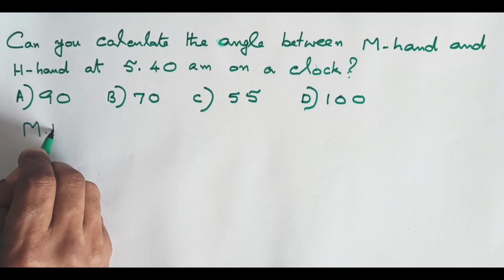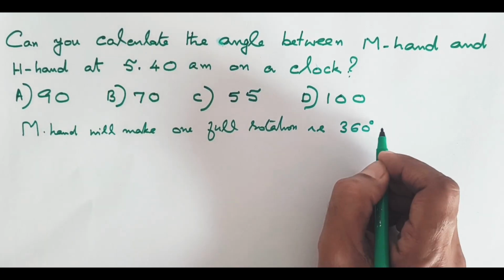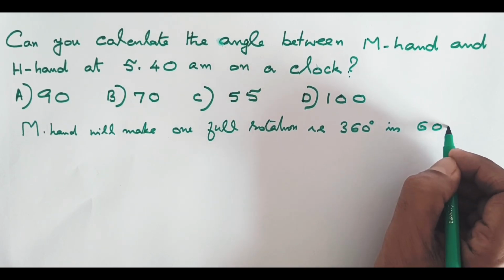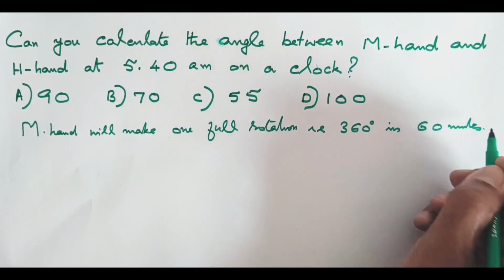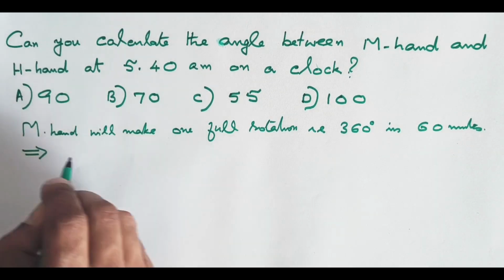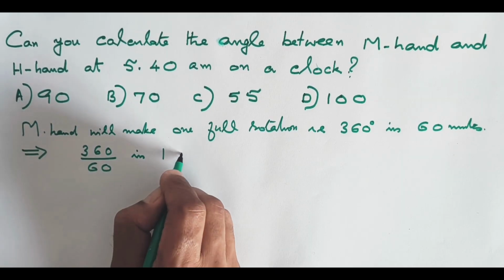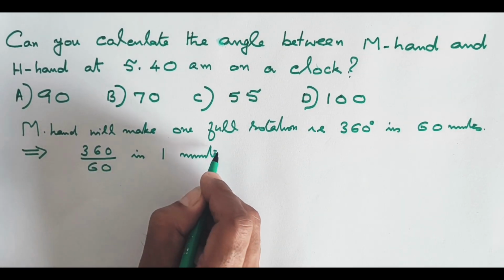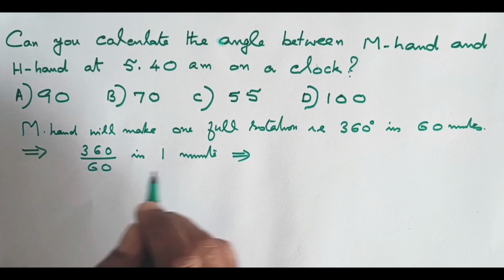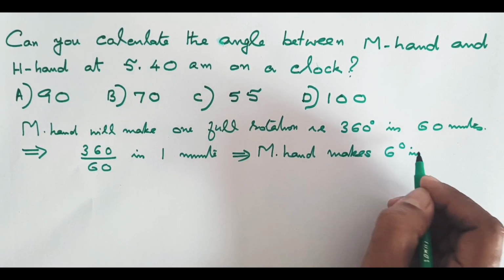As you know, minute hand will make one full rotation, that is 360 degree, in 1 hour or 60 minutes. This implies the minute hand will make 360 divided by 60 degree in 1 minute. This means what? 360 by 60 is 6. That means minute hand makes 6 degree in 1 minute.